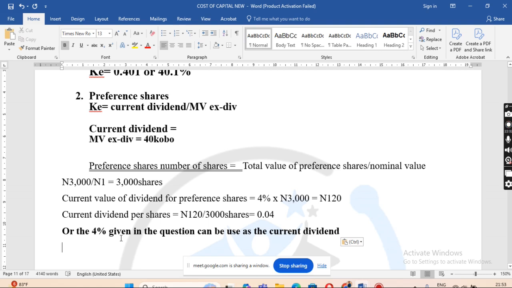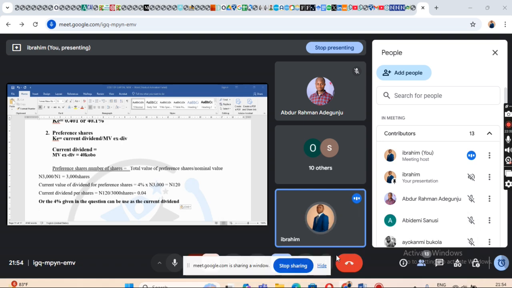You can see now, I cannot calculate my cost of preference shares. I'm giving you an instance. You see, this question is a trap. You will look for the current dividend for preference shares. You will not see it in the question. It's a trap. And once you miss it, you miss all. Right? You can see the way we calculate it. Either you use the percentage given to you in the question, or you calculate 4% of the value. Then the per share means per one, class, right?